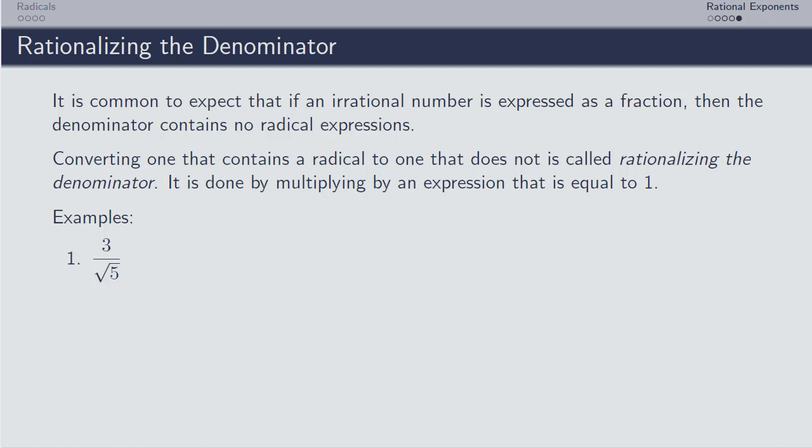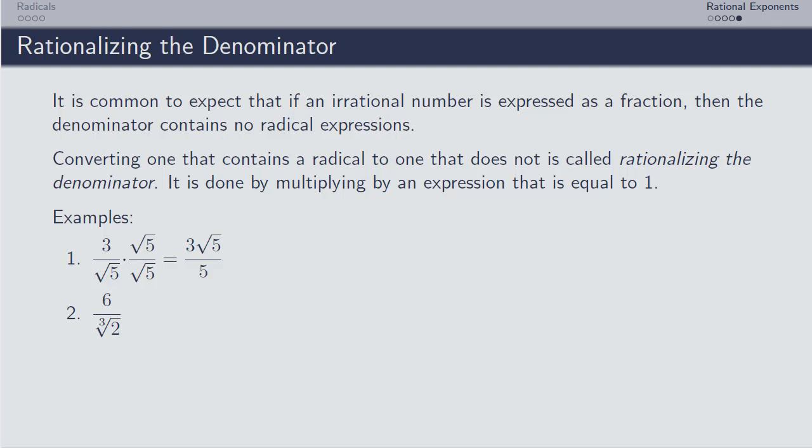So I need to multiply by 1. I can just call that 1 square root of 5 divided by square root of 5, right? Square root of 5 over square root of 5 is 1. But if you look at what that's done, square root of 5 times square root of 5 is 5, right? And so I have my integer in the bottom, right? So 3 over the square root of 5 is equal to 3 square root of 5 divided by 5.